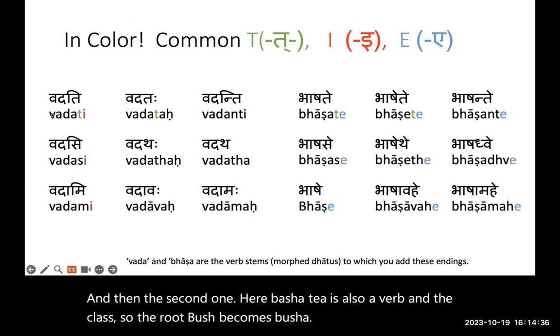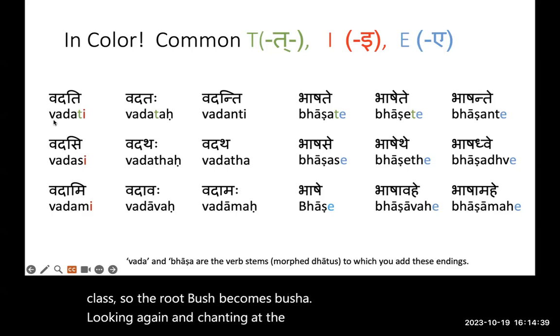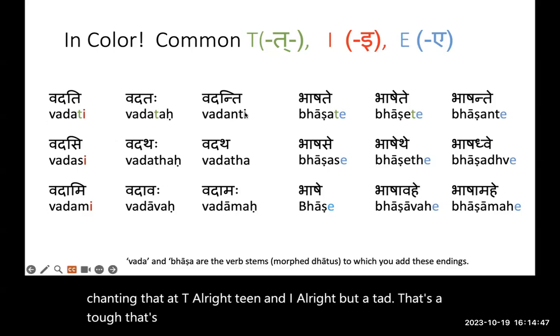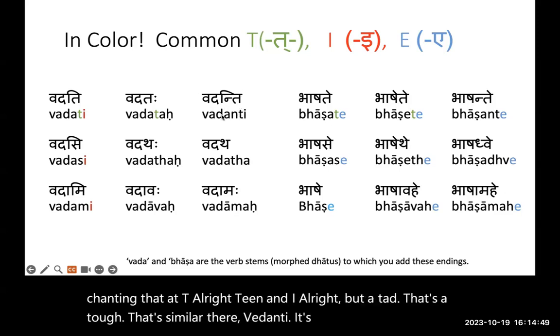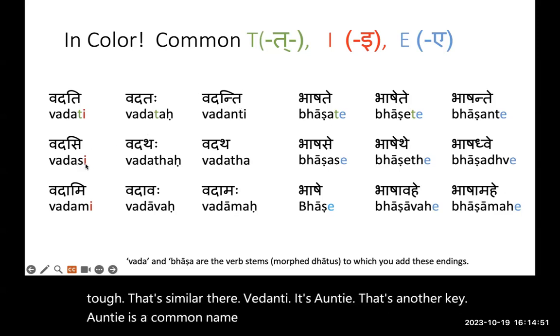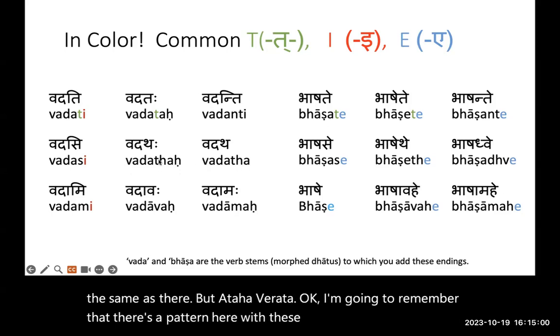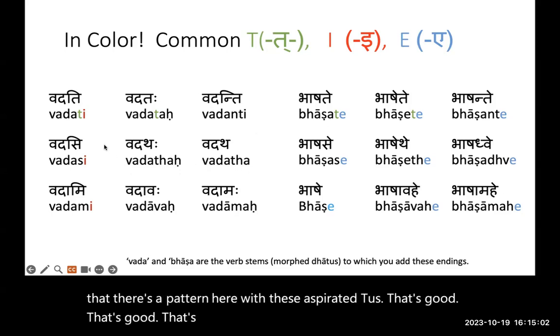Looking again, and chanting at the same time. A, B, C, always be chanting. Vadati, all right, T and an I, all right. Vadatha, that's a tha, that's similar there. Vadanti? Oh, it's auntie. That's another T. Auntie's a common name. Vadasi. Okay, there's the I there. That's the same as there. Vadatha, vadatha. Okay, I'm going to remember that there's a pattern here with these aspirated tas. That's good. That's a rule I can remember.